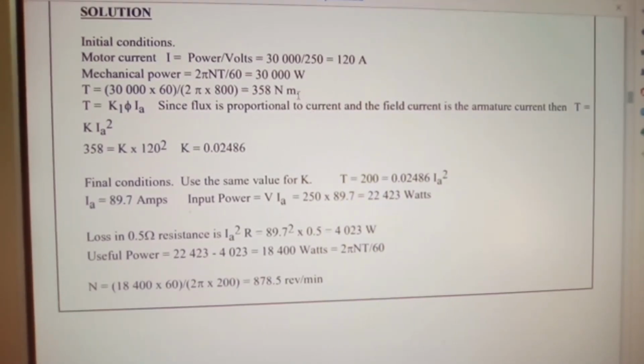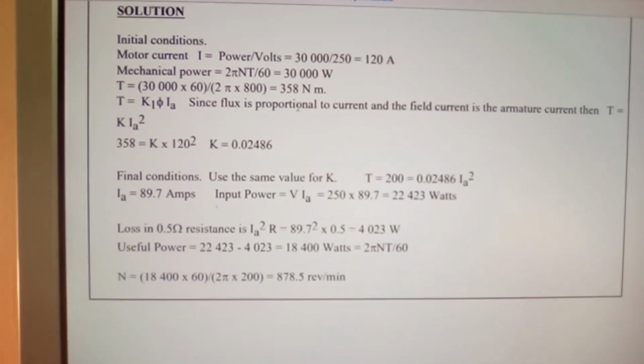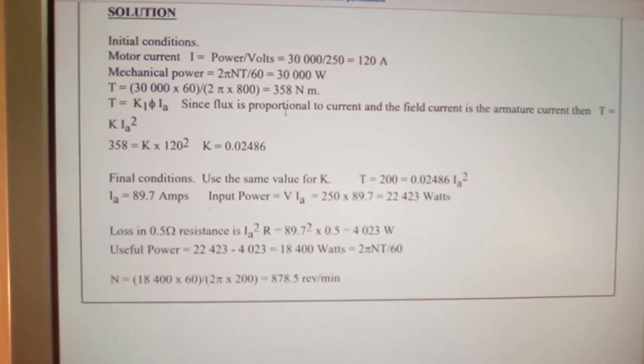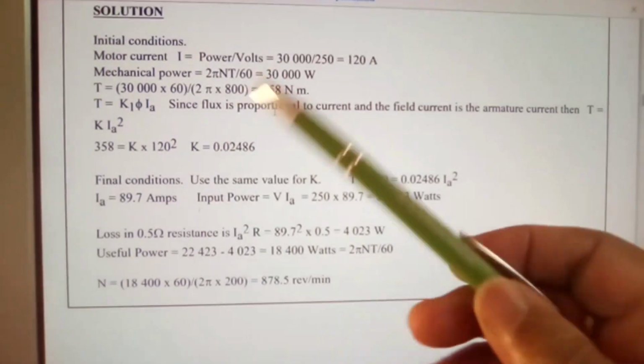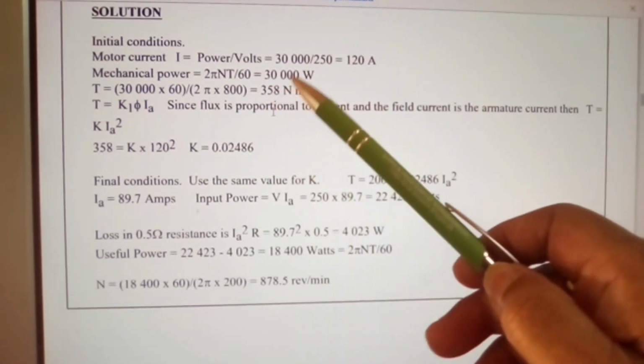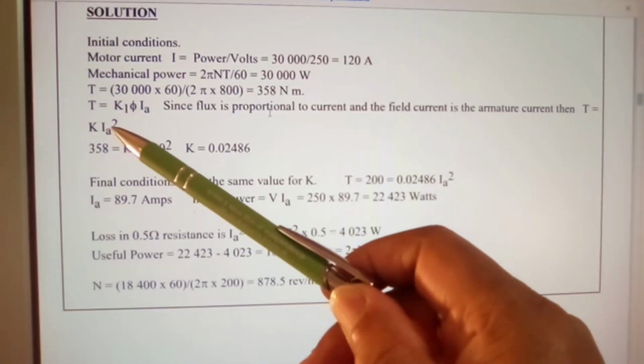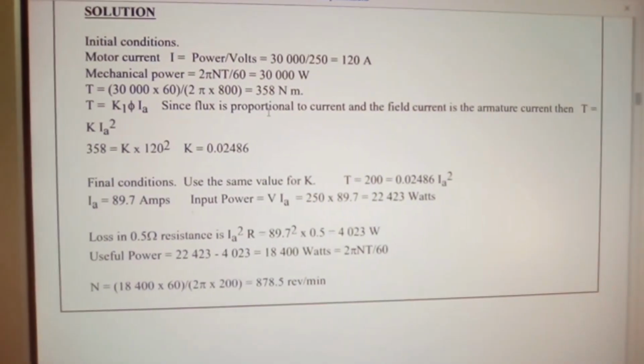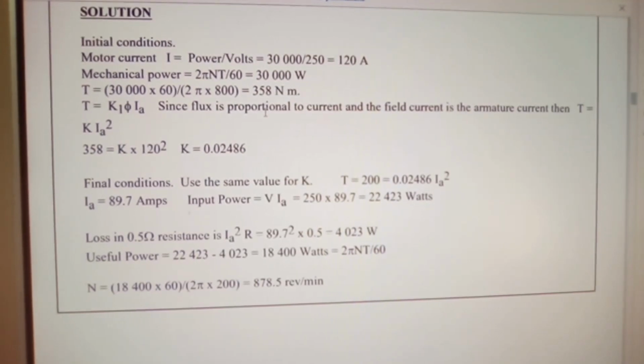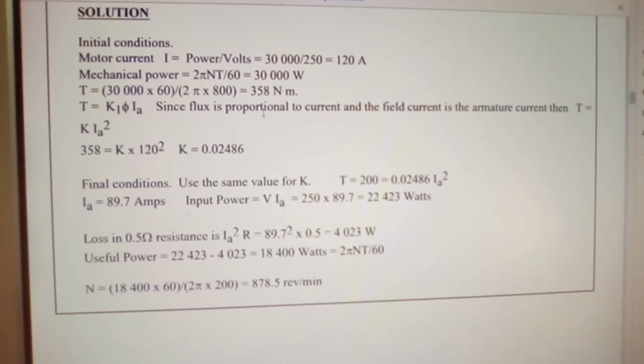Right, this has worked correctly, so I know it's correct. I'm happy with this calculation here. 358 Newton meters. T equals K1 theta IA. Since flux is proportional to current, and the field current is the armature current, then T equals K1A squared.